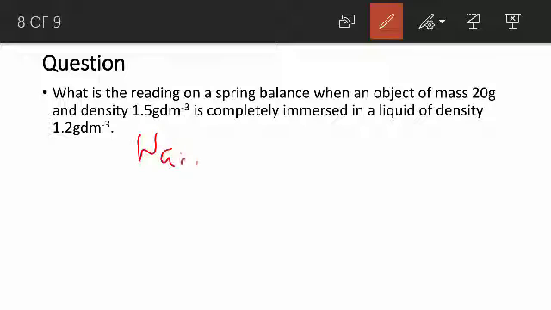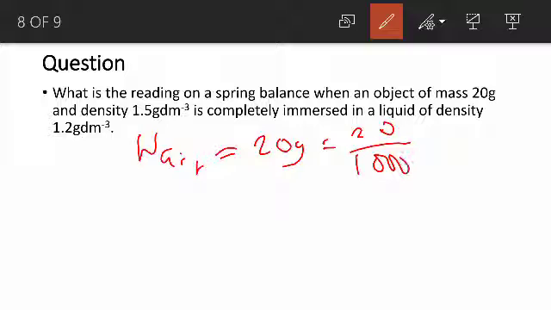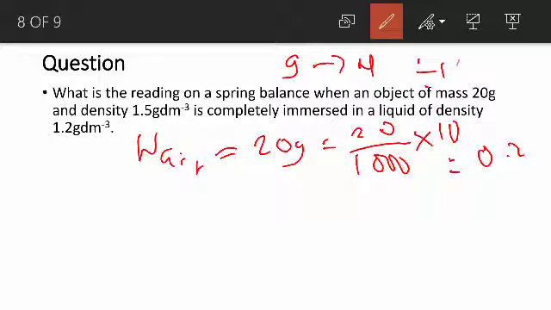At this point, we can find what the weight in air is. That is not a problem. It says the object has a mass of 20 grams, so the weight in air is 20 grams. We just need to convert that to newtons, and that will give us 20 divided by 1000, converting to kilogram, then times 10, which is mass times acceleration due to gravity. And that is going to give us 0.2. So if I want to transform grams to newtons, I just divide by 100, and that makes it easier.